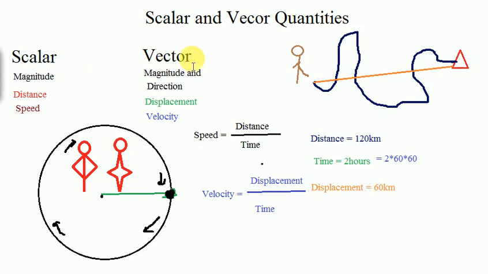So what we have learned today: we need to understand the difference between scalar and vector quantities, and speed and velocity, and why it is required. In the next lecture we will learn about acceleration, force, inertia and frictional forces.